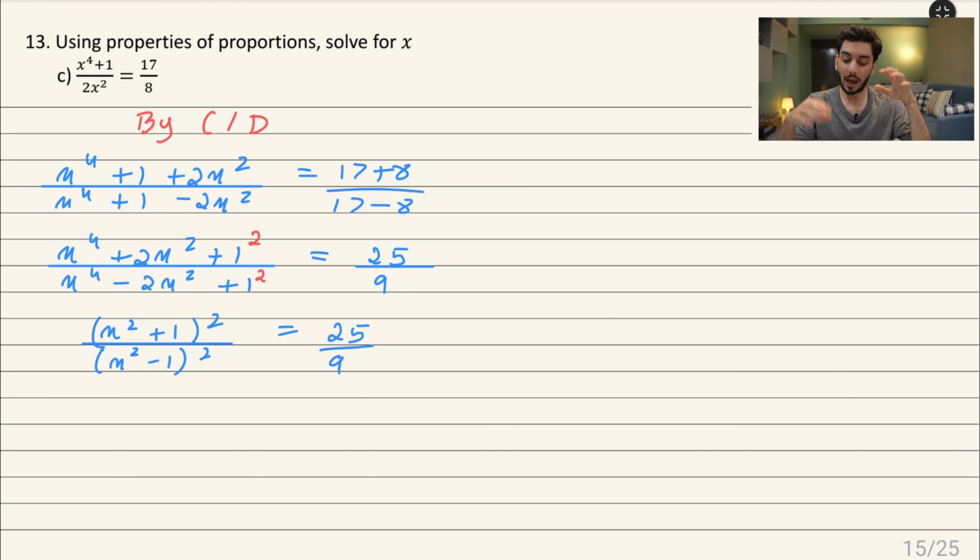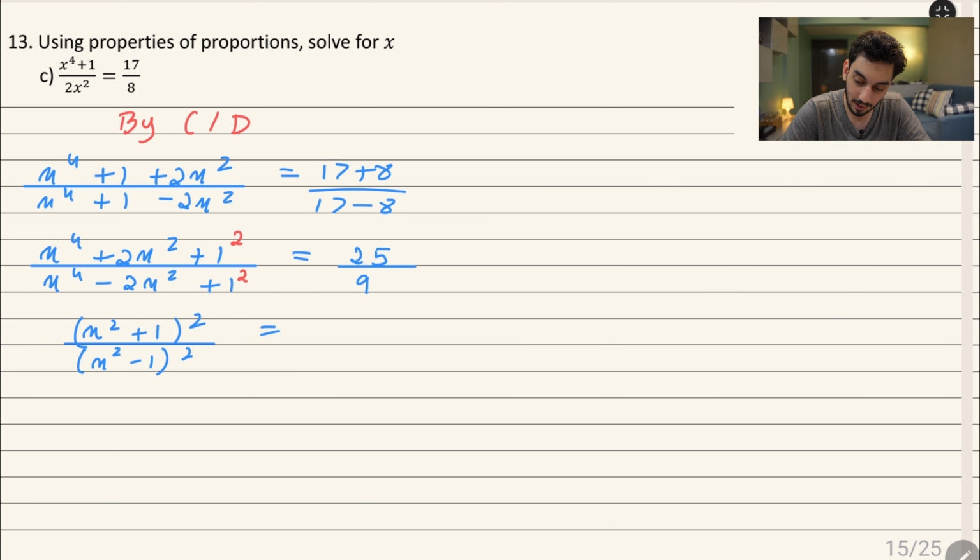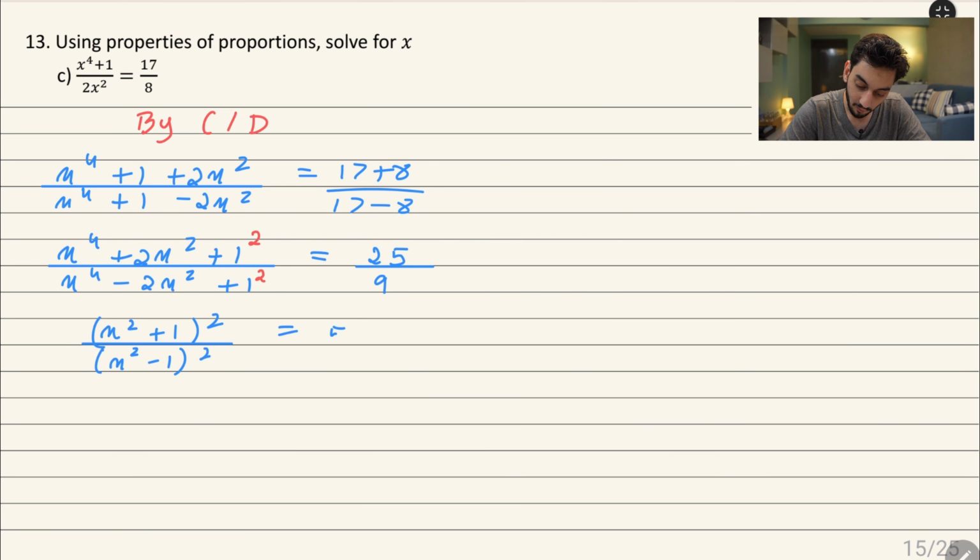Okay, now I have squares on everything. The numerator's bracket, the denominator's bracket, and the right hand sides are also actually squares. If I just wish to write it as squares, I would write them as 5 square upon 3 square, which means I can take a square root on both the sides. So this thing becomes x square plus 1 upon x square minus 1 is equal to 5 over 3. For time being, I am just ignoring that it could be positive and negative. I'm just considering the positive thing and solving it.